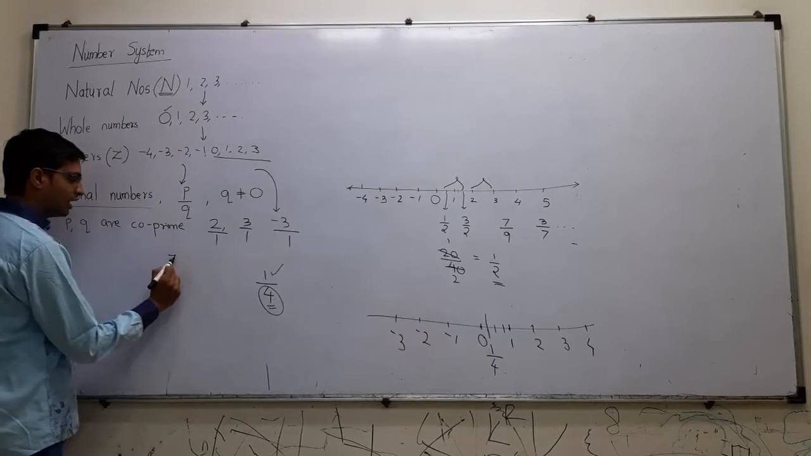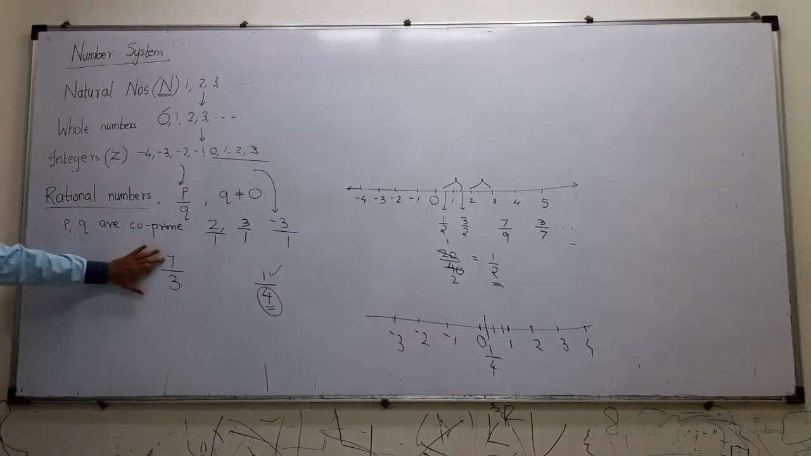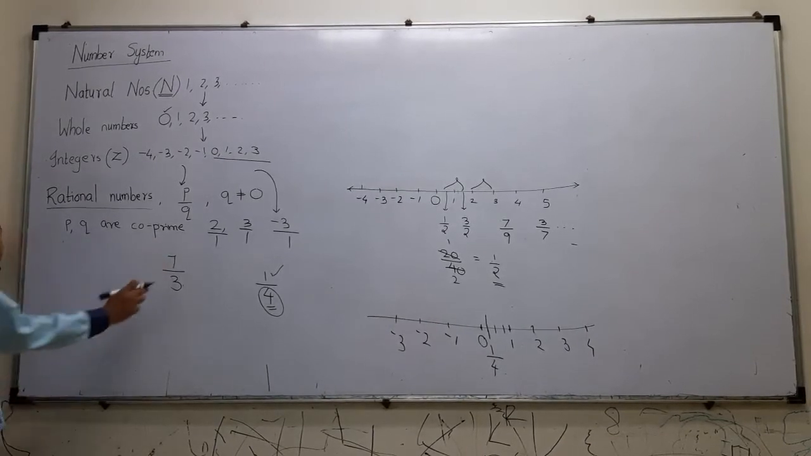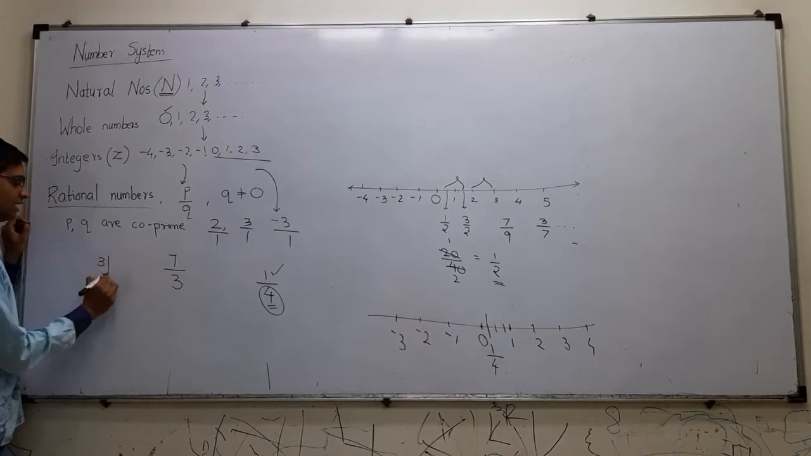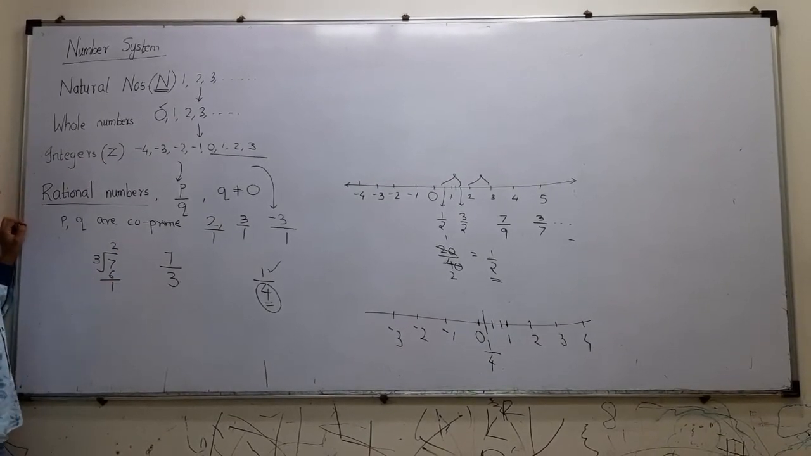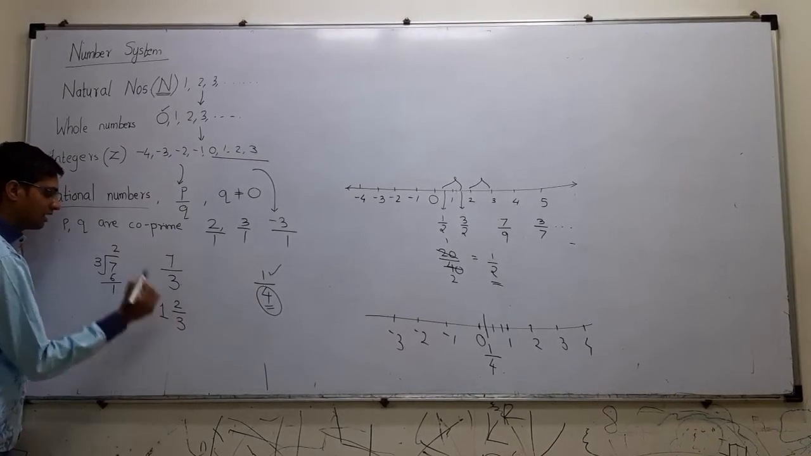What about when the numerator is more than the denominator? Now see here, the numerator is 7, the denominator is 3. First I need to divide. If I divide, what will I get? 3 twos are 6. So I'll get 1 as my remainder. So I will write this as 2 1 by 3. Sorry.